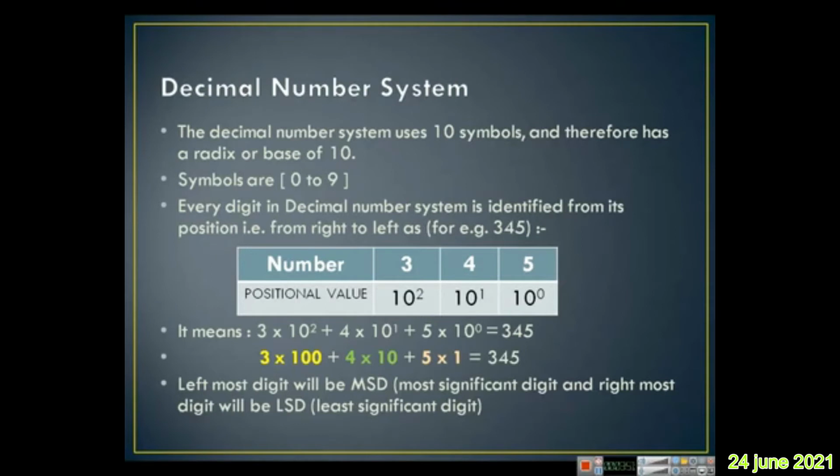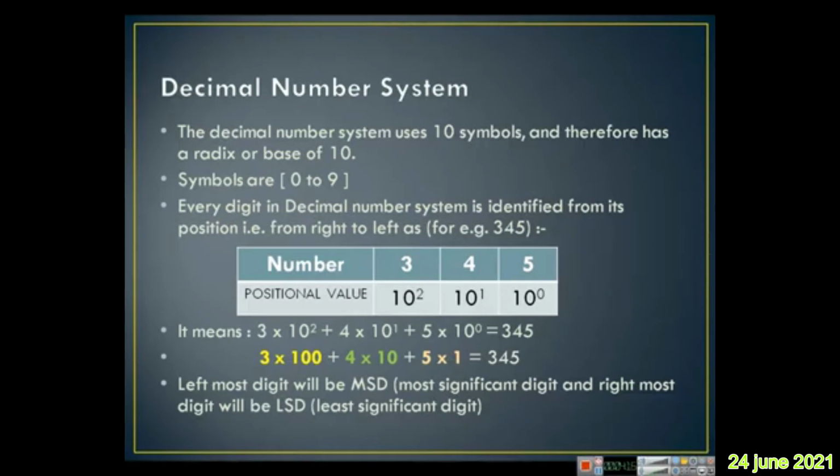Okay, what is the decimal number system? The decimal system uses 10 symbols. Which are the 10 symbols? 0 to 9, and therefore it has a radix or base of 10. Symbols are 0 to 9. Every digit in the decimal number system is identified by its position. That is also why it is called a positional number system. From right to left, not from left to right.